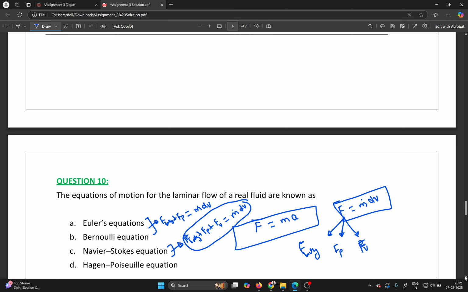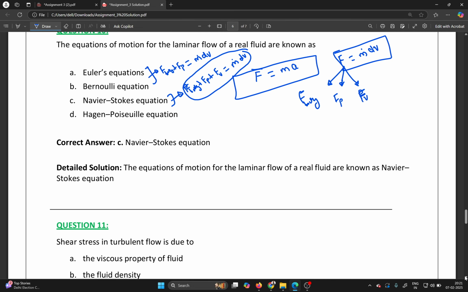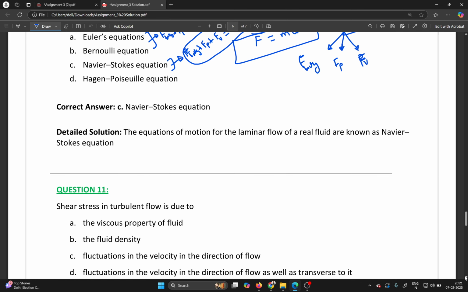Now we'll move on to question number 11. This we have also solved. Shear stress in turbulent flow is, this was the same question in the previous assignments. The shear stress in turbulent flow is due to the transverse as well as the flow direction fluctuations, u dash and v dash, like the average.